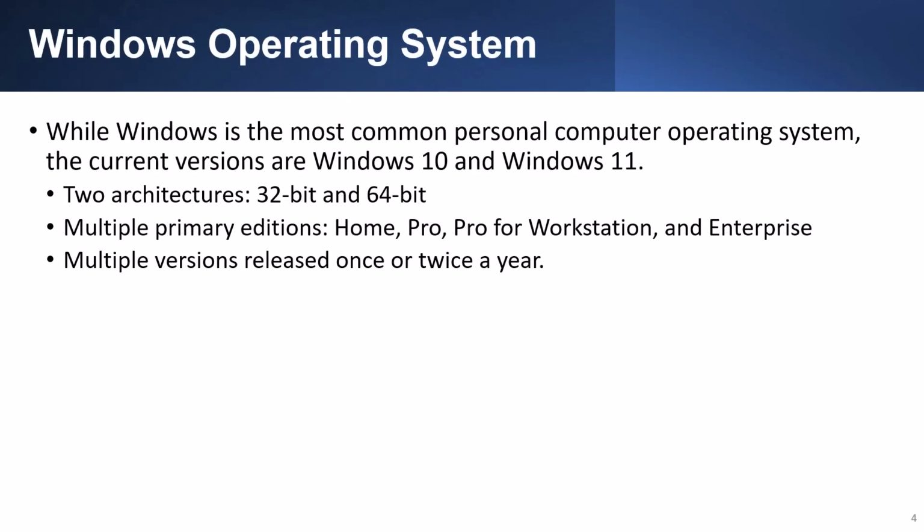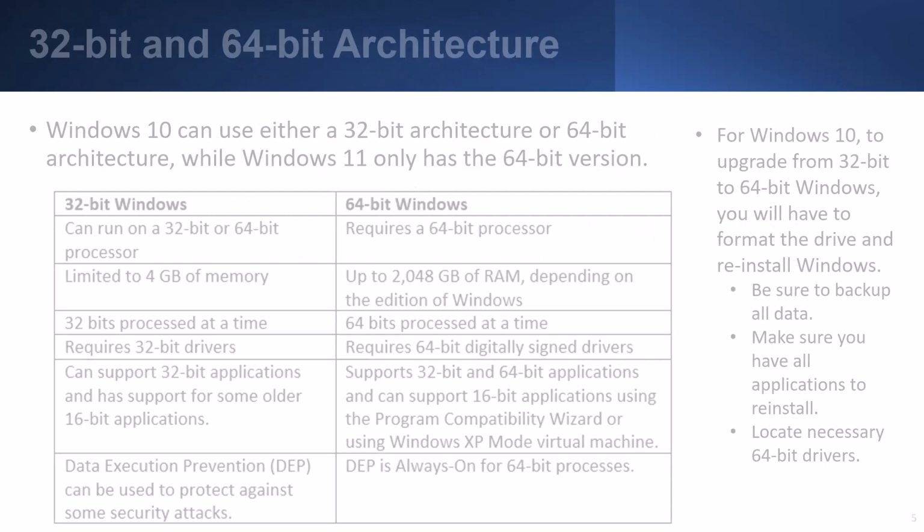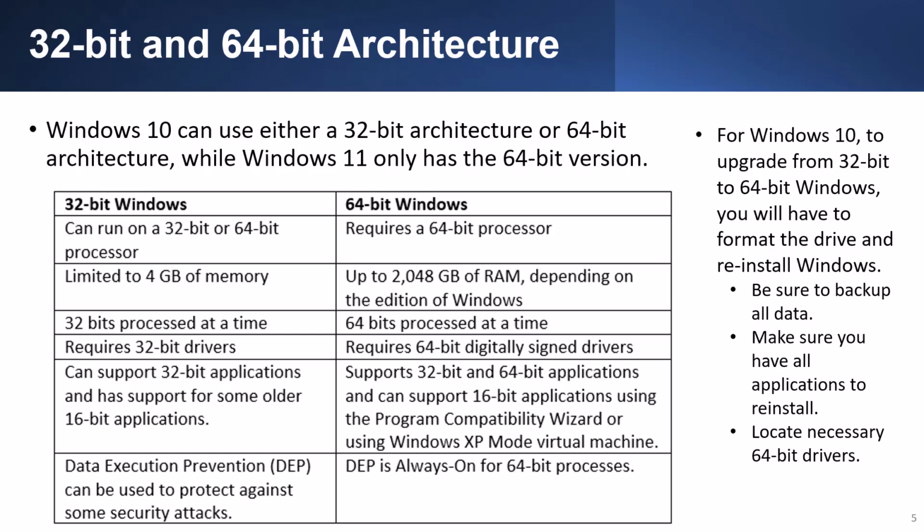While Windows is the most common personal computer operating system, the current versions are Windows 10 and Windows 11. It includes two architectures, 32-bit and 64-bit, multiple primary editions including Home, Pro, Pro for Workstation, and Enterprise, and multiple versions released once or twice a year. Windows 10 can use either 32-bit or 64-bit architecture, while Windows 11 only has the 64-bit version.